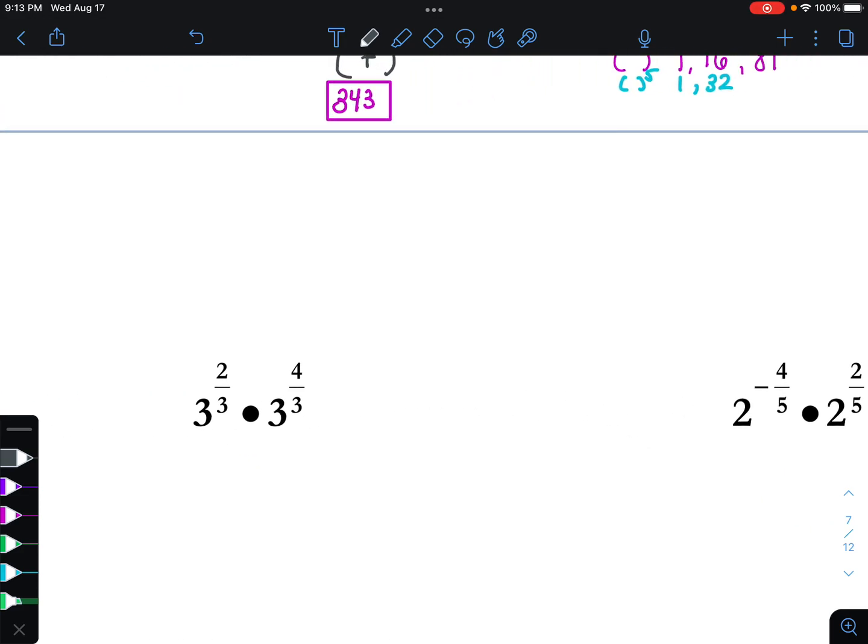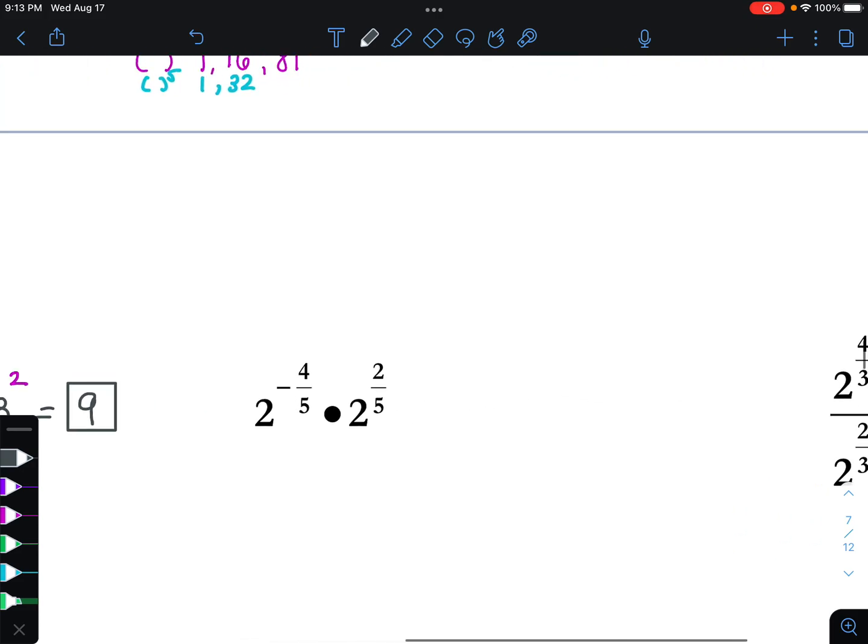So let's practice another one. So same sort of thing. The base stays the same. Because we're multiplying the powers, we can add the exponents. So the denominator stays the same. We add across the numerators. This, our rational exponent, ends up simplifying. 6 divided by 3 is 2. So this one we actually can evaluate all the way and get 9.